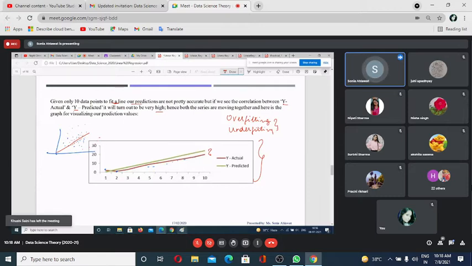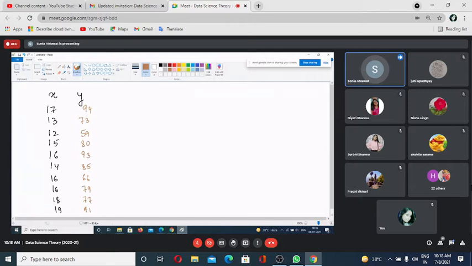Now, how would we identify this? Now I have a data set, another data set. Kindly write it in your copy. Write it down in your copies. You have to solve it again. I will give you only 10 minutes to solve this question.